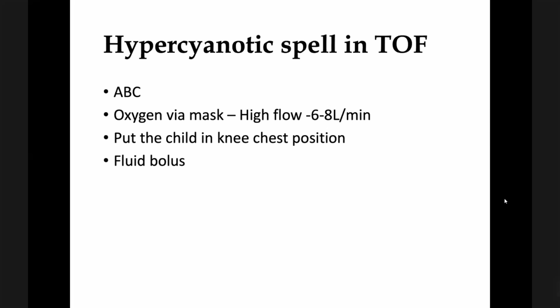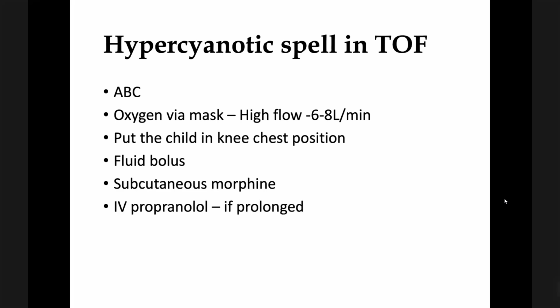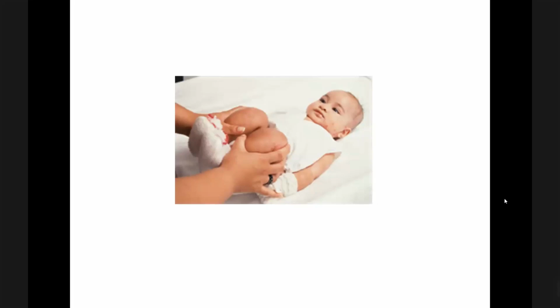And we talked about how to reduce the spasms of the infundibulum. So the best medication for that is IV propranolol. Then I told you that when this hypoxemia occurs, children get scared, they are very upset, and it actually can aggravate the whole situation. So because of that, to calm the child down, you can give subcut or IV morphine. All right. So this is how you put the child in knee chest position.